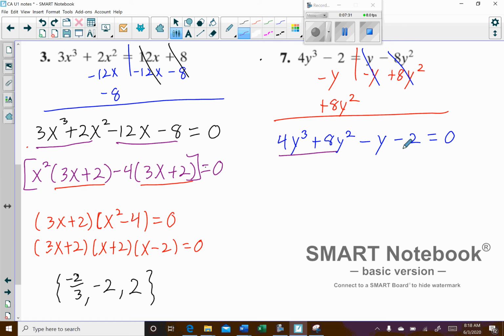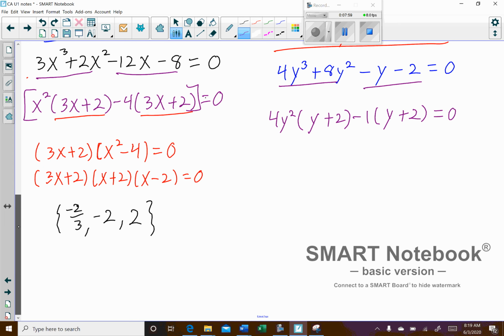And now we do our factor by grouping again. So on the first set, we're going to pull out a 4y squared. And that'll leave us with y plus 2. Well, that's weird. I got minus y minus 2. So what I'm going to have to do is pull out a negative 1. So I pull out a negative 1, and that will give me positive y plus 2. So it causes a sign change. And that's what I wanted to do.